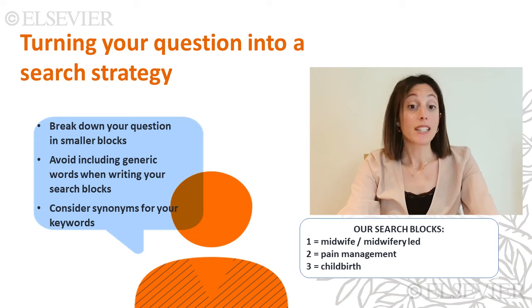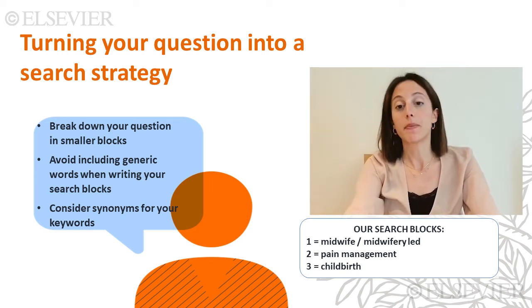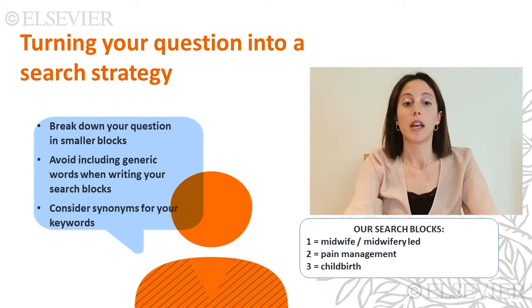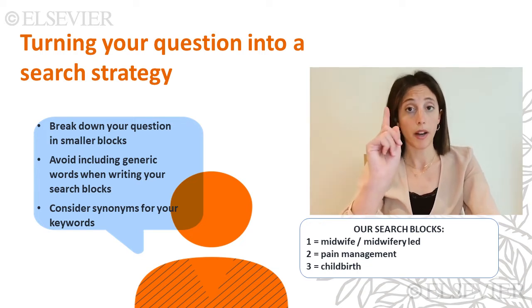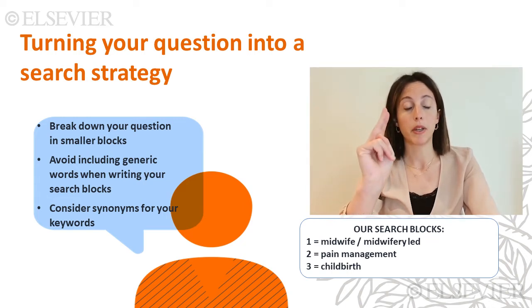So first of all, let's start from a research question that we have identified. We have decided that our research question will be, what midwifery-led interventions are associated with effective pain management during childbirth? So the first thing we need to do when starting a literature search is to break down our research question into smaller chunks. In this case, we will have three main search chunks or blocks. 1, midwife or midwifery-led. 2, pain management.